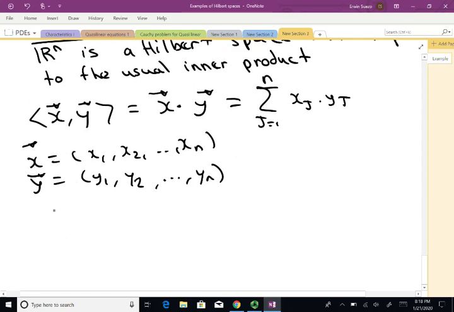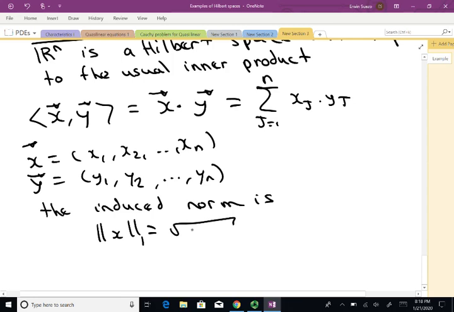The induced norm, let's call it norm 1, is the square root of the inner product, and this is the sum over j equals 1 to n. Oh, the book has a typo here. It should be xj squared under the square root. Okay, so that's the norm.